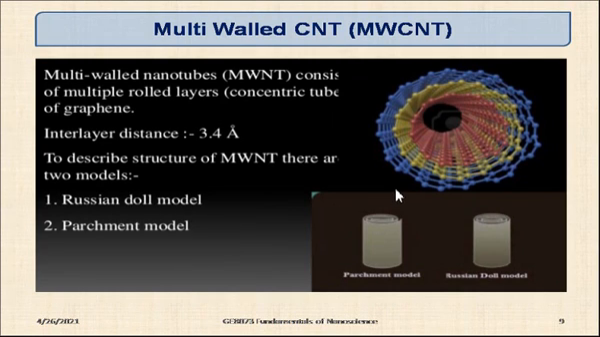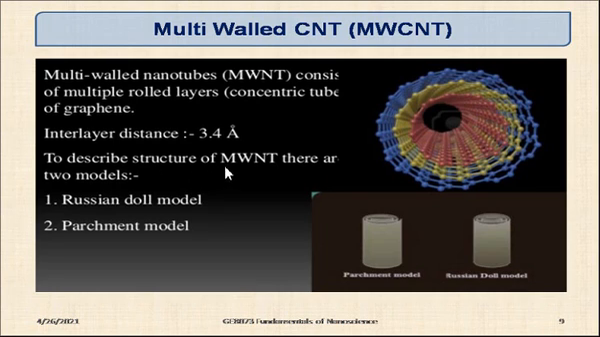Coming to the multi-walled CNT structure, the figure shows the multi-walled CNT structure. Multi-walled nanotubes consist of multiple rolled layers, concentric tubes of graphene. The interlayer distance is 3.4 angstrom. 1 angstrom is nothing but 0.1 nanometer. That is 0.1 times 10 power minus 9 meters.